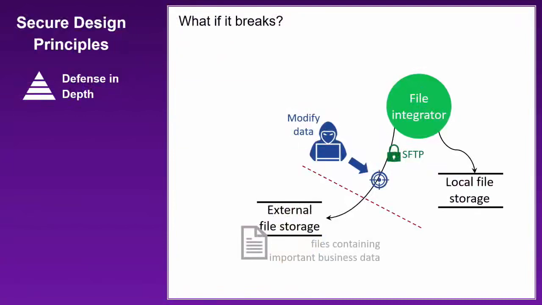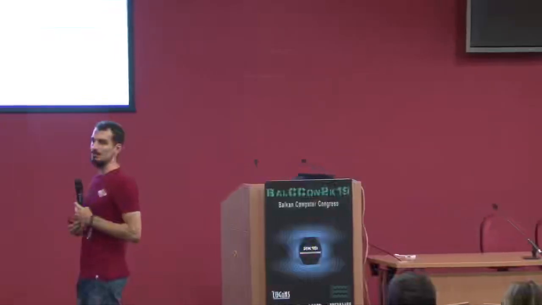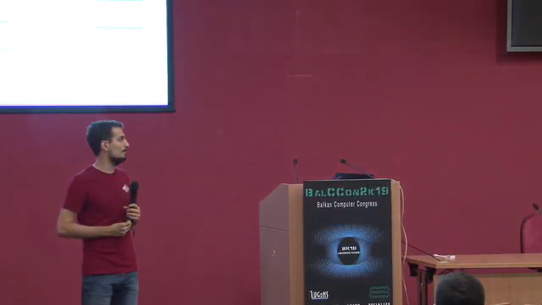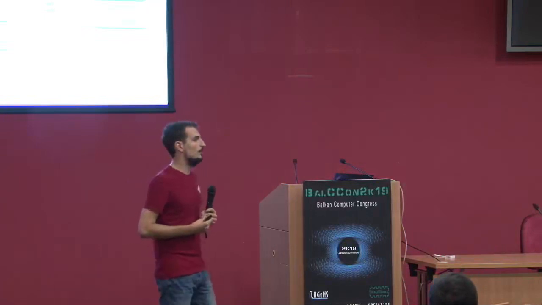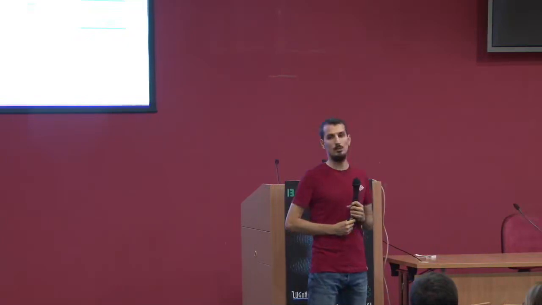Well, another related question might be, why would it break? Why can't we trust this control? Well, security controls fail for a number of reasons. We can have a bug in the implementation of the SFTP. You create software, you make bugs all the time. Well, why wouldn't these guys make the same mistakes as you? Technology can be vulnerable. We've seen it a large number of times, even in well-known security controls that we are supposed to trust.